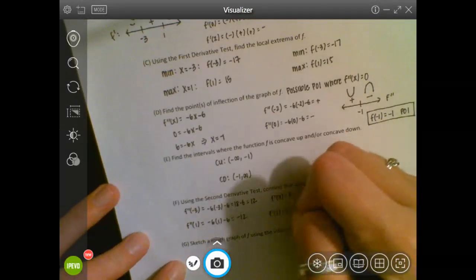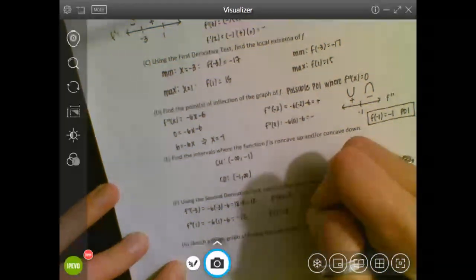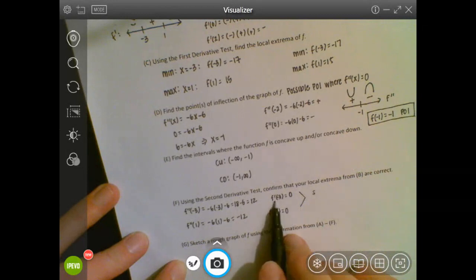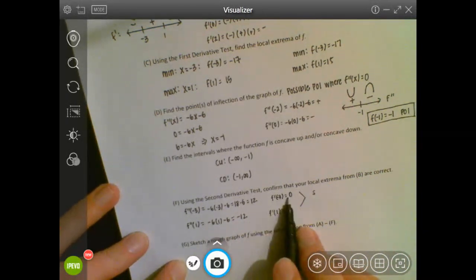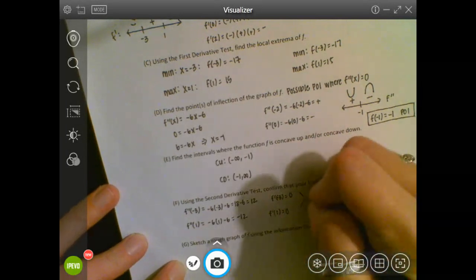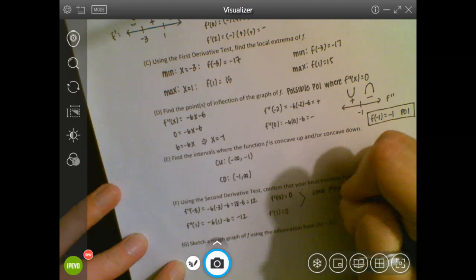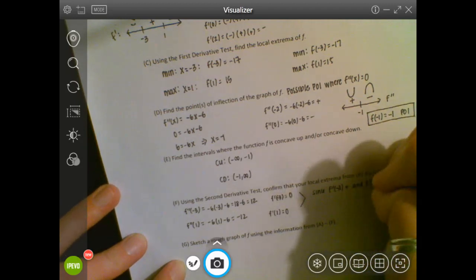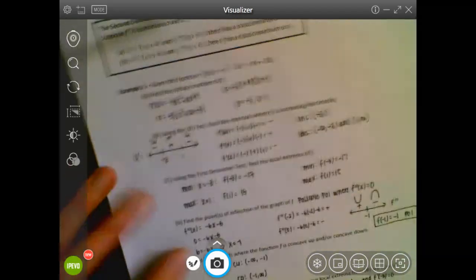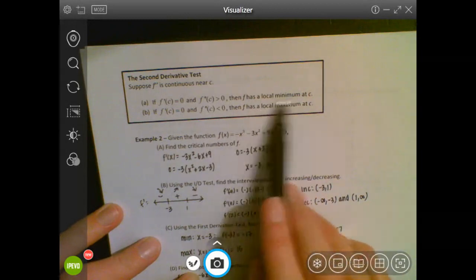So using the second derivative test, what this tells us is that since these two things are happening, f double prime of -3 is positive and f prime of -3 is 0. This is telling me that if the second derivative is positive and my first derivative is 0, then we have a local minimum.